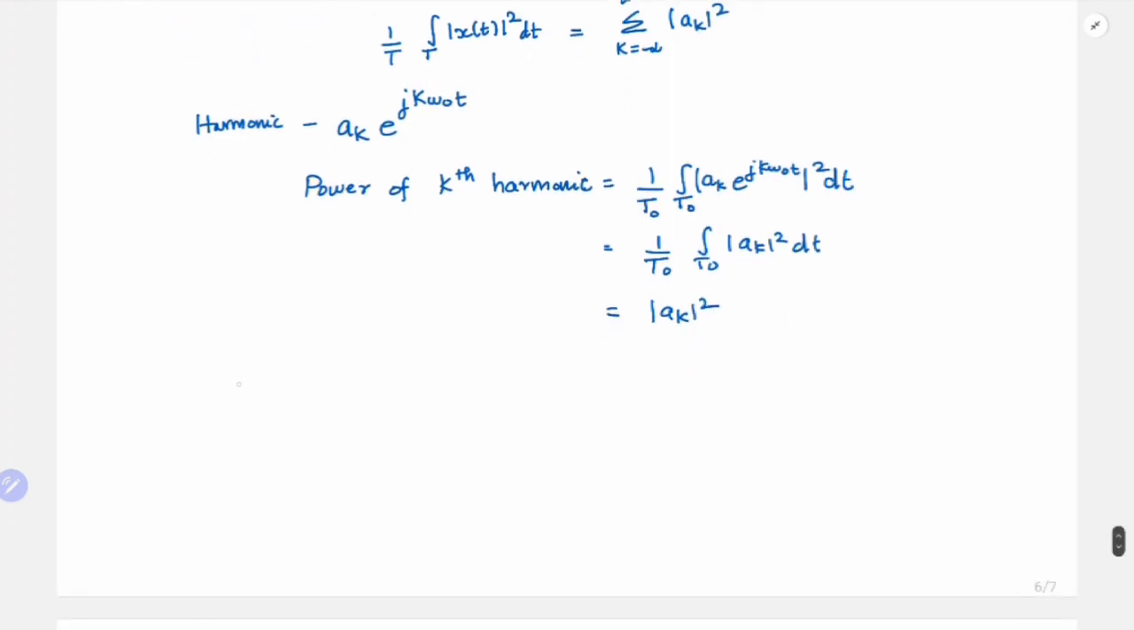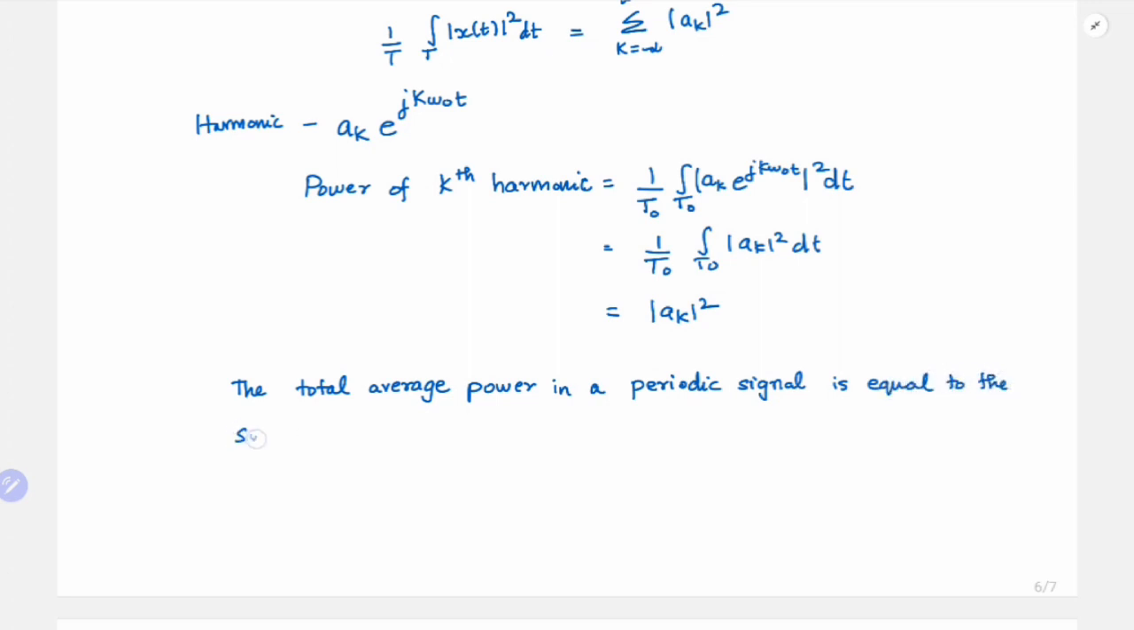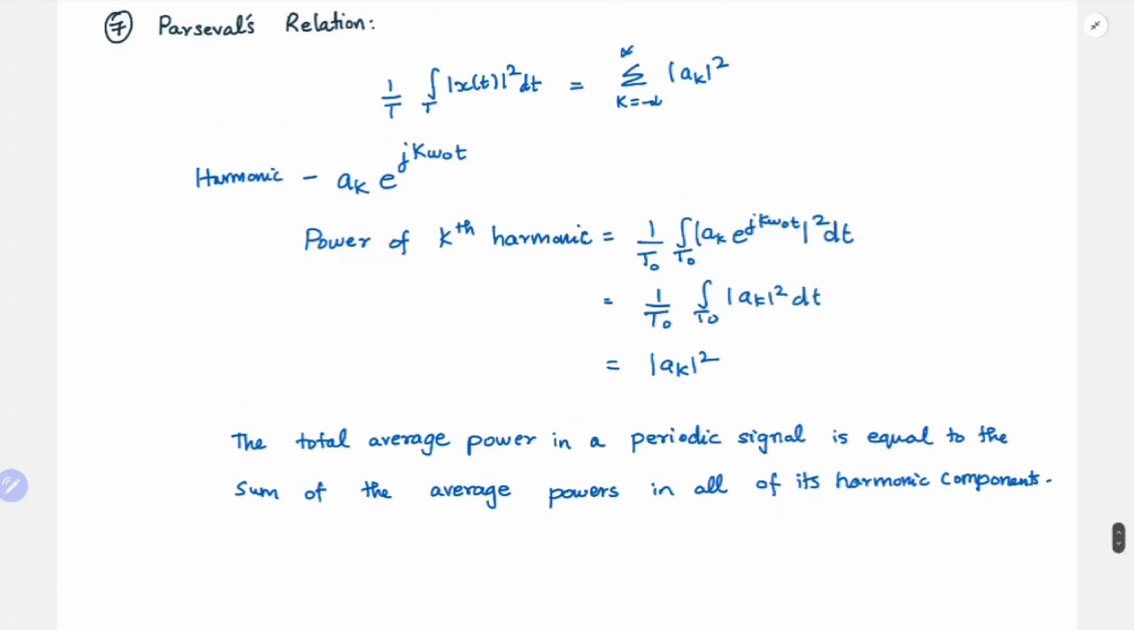So it is stated like this: the total average power in a periodic signal is equal to the sum of the average powers in all of its harmonic components. So this is the statement and interpretation. Now let us see the derivation.